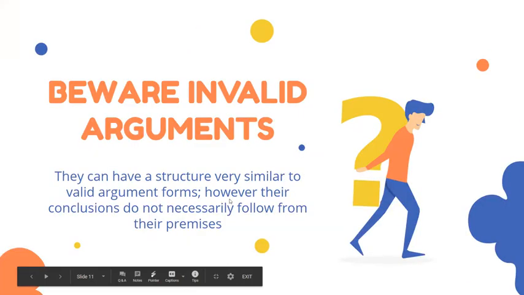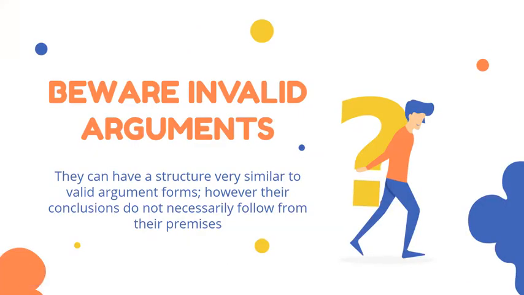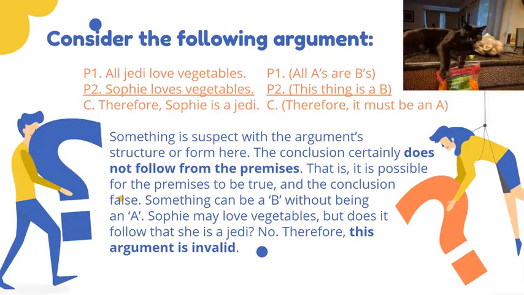But we need to be aware of invalid arguments because obviously not all arguments are valid. They can have a structure very similar to valid argument forms. However, their conclusions do not necessarily follow from their premises. So there's my cat, Sophie. That's a real photo. She loves to lay on vegetables, bags of vegetables. I'm not sure why, but we'll use her for an example here.